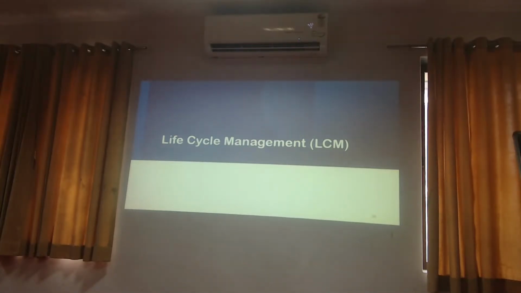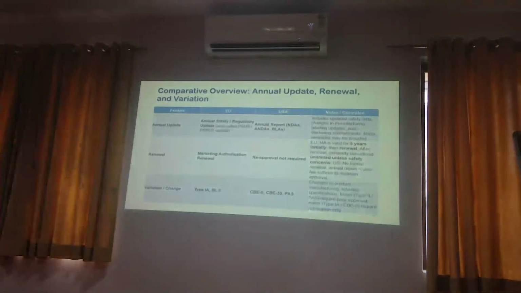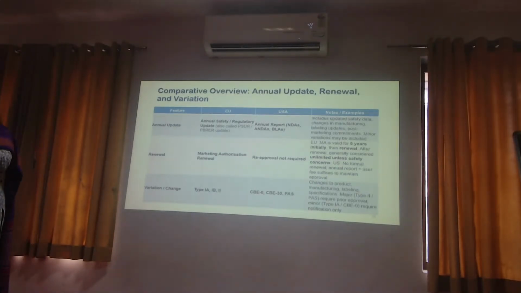Okay. Life cycle management, as I said, involves multiple things. Once your product is registered, in the USA there is what is called the annual update. Every year, whatever changes you make through change controls, you have to update annually. It is not that any change is allowed in the annual update. There is a guidance on which changes are annually updatable. If your changes are within those criteria, you can do the annual update. Otherwise, you have to do variations.